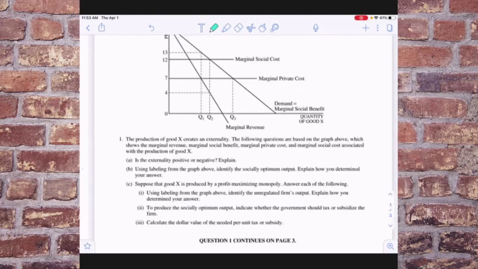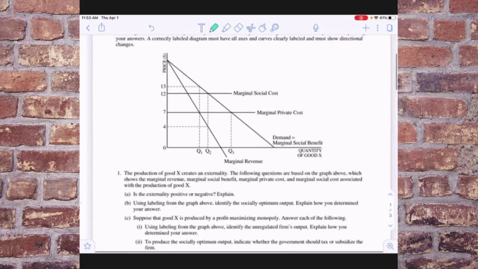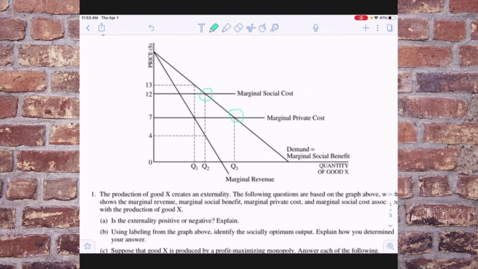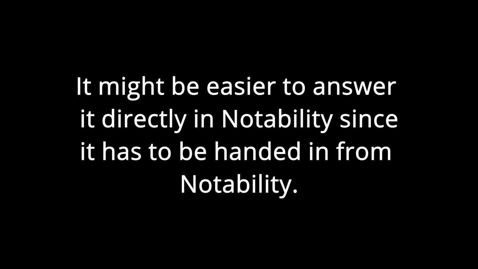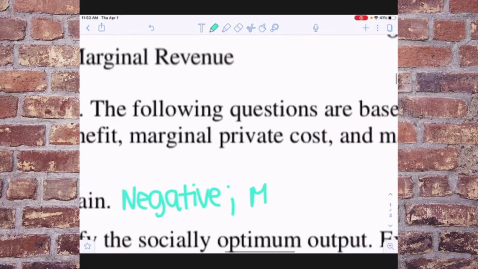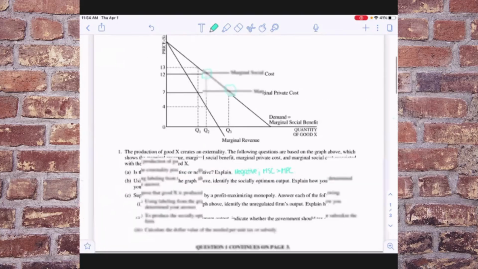So part A says, is this externality positive or negative? When we look at the graph, we notice that our marginal social cost is greater than marginal private cost. So society is paying part of this cost. If society is paying part of the cost, that means it is a negative externality. So in part A, next to where the word explain is, we'll just write down negative. And our explanation will be marginal social cost. So we can write MSC is greater than MPC. Okay, so that's part A.